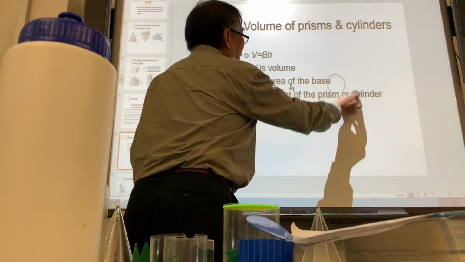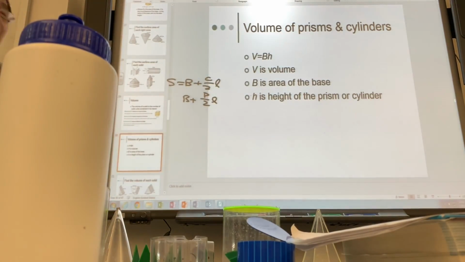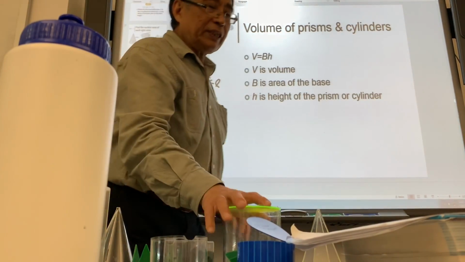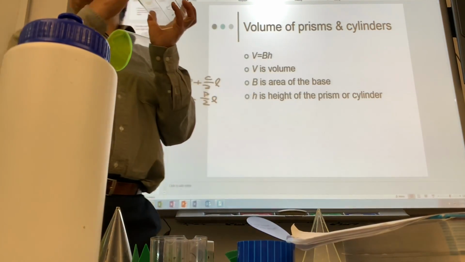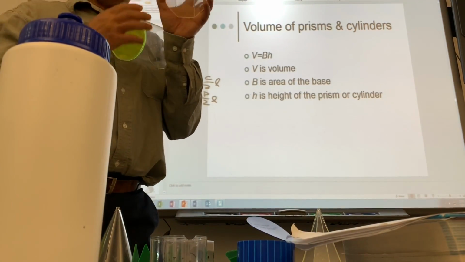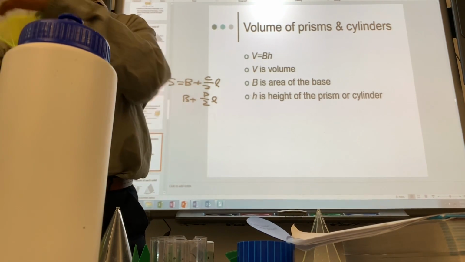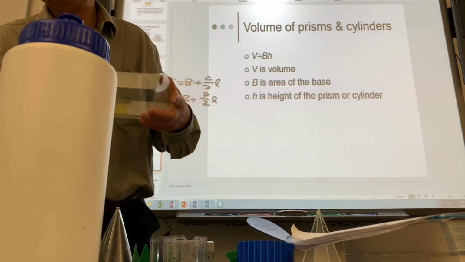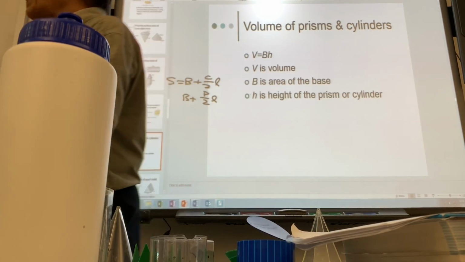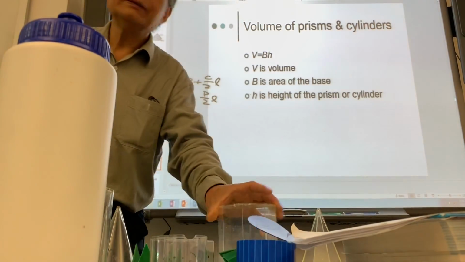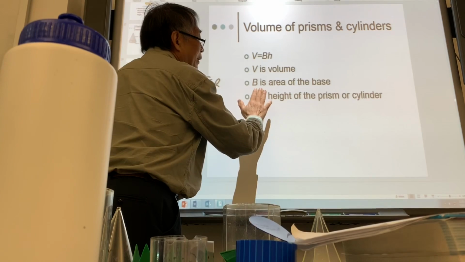Volume of prisms and cylinders is just base area times height. You can see the cylinder and the prism are the same thing: find the base area times height. For the cylinder it is easy, pi r squared times height. But for the prism, you need to find this base area, such as a regular 5-gon or regular 6-gon. B is the area of the base, and H is the height.